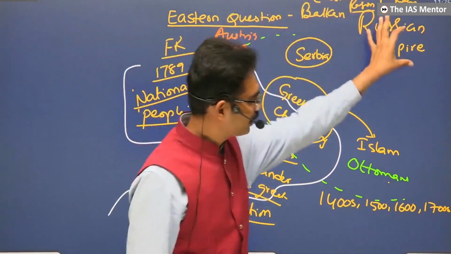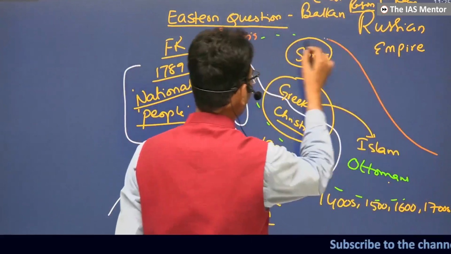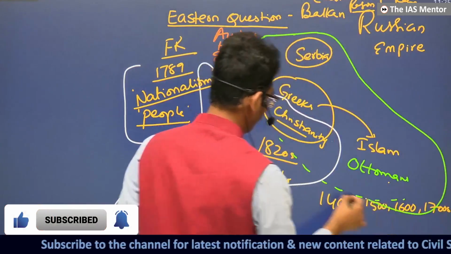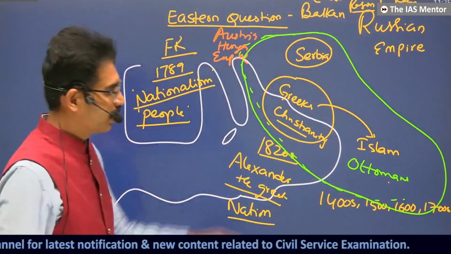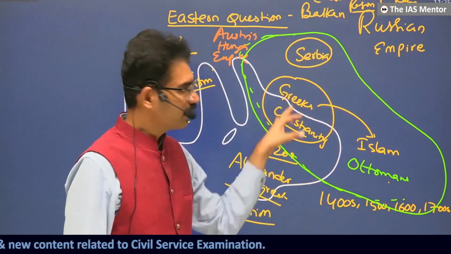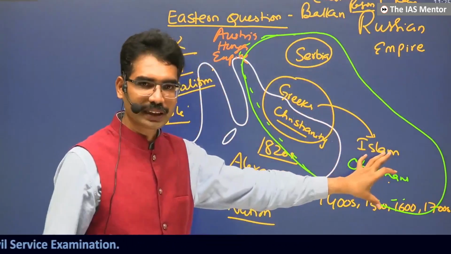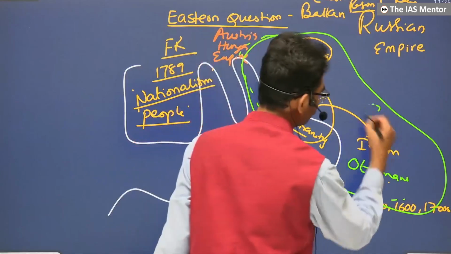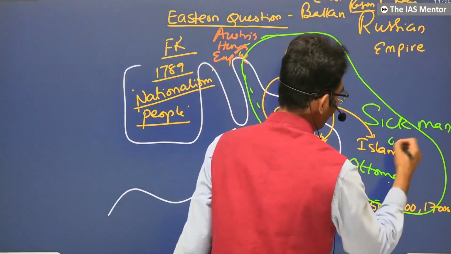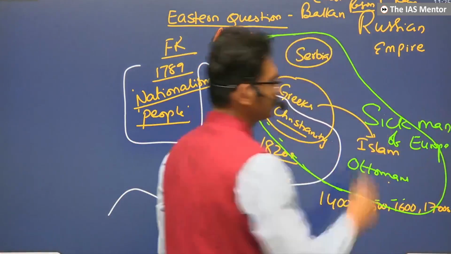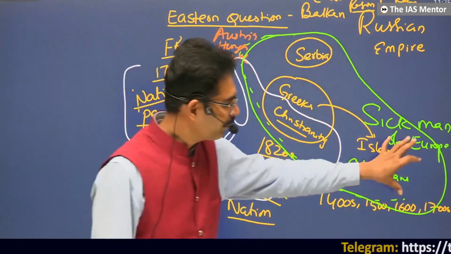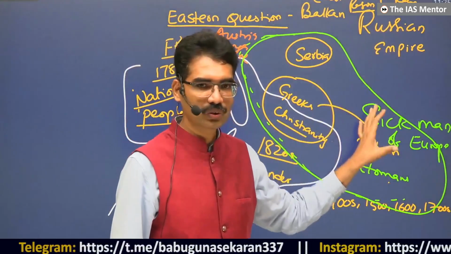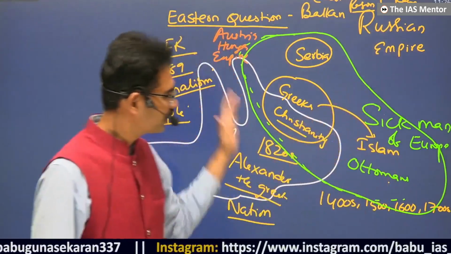Austria-Hungary Empire, Russian Empire, Ottoman Empire. Now, this Ottoman Empire, already we have drawn like this. Ottomans became weak because of nationalism spirit, weak military, technologically less advanced in comparison with them. Ottoman Empire became the sick man of Europe. When the opponent is sick, this is the best time for Russia to kill him and capture the territories.